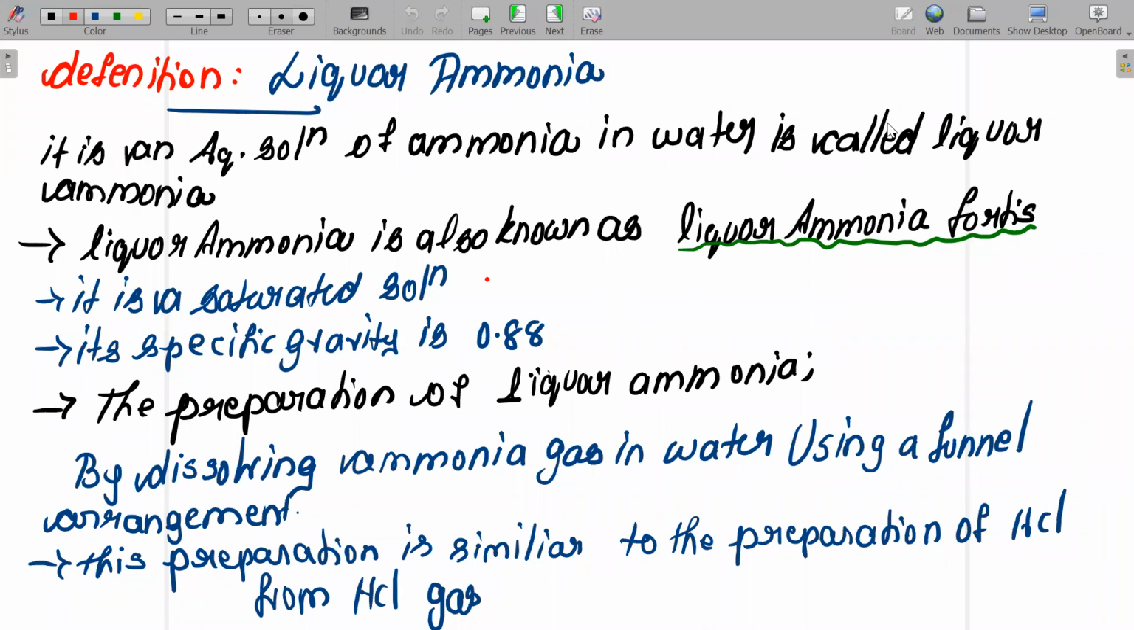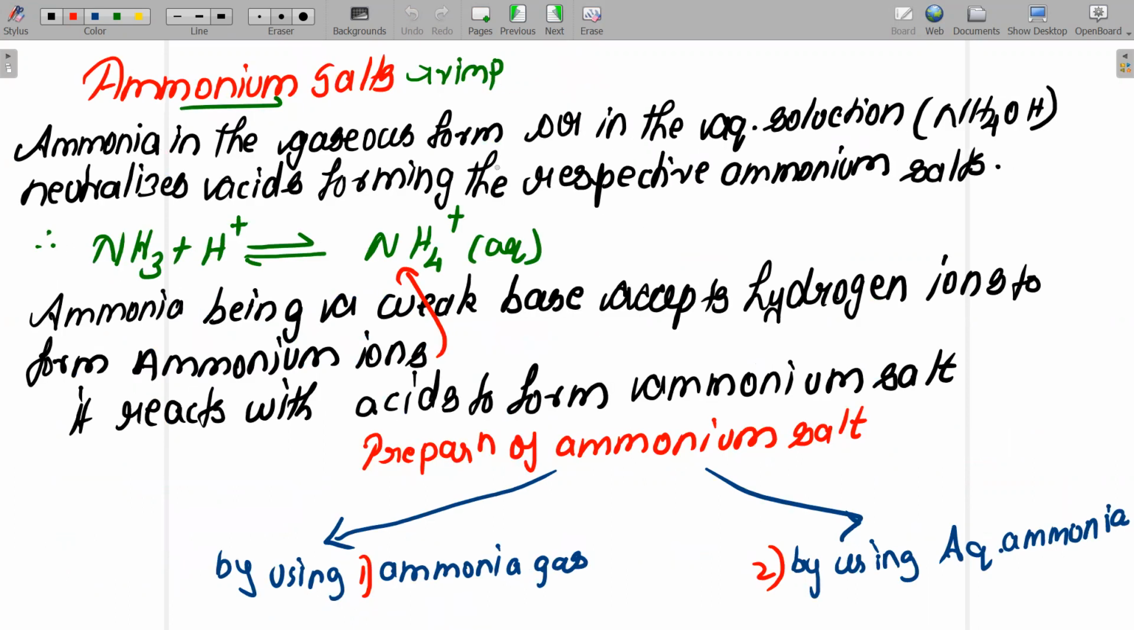You remember that, right? In the HCl chapter, funnel arrangements were discussed. It is the same concept, but here you are preparing liquor ammonia by dissolving ammonia gas in water using a funnel arrangement. Understood? So I hope you understood what liquor ammonia fortis is, what its general character is, and how you can prepare liquor ammonia. That is by dissolving ammonia gas in water using a funnel arrangement. This preparation is similar to the preparation of HCl from HCl gas. Understood? Any doubts? Fine.